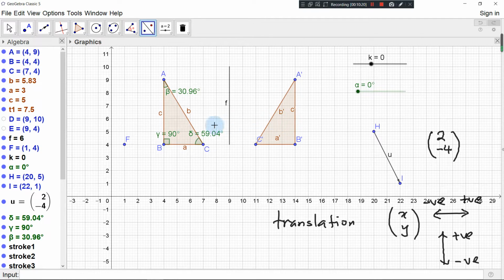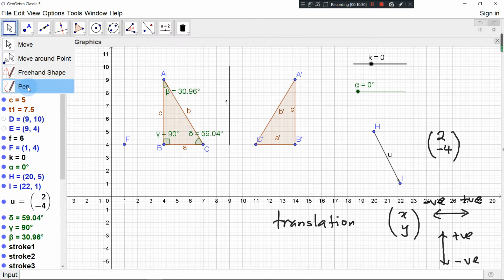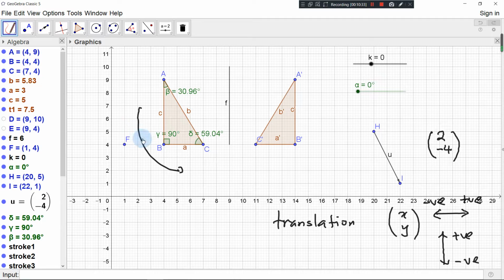You will notice that they are still congruent, but the orientation will change. This is A, B, C, which is counterclockwise, and this becomes A prime, B prime, C prime. It becomes clockwise. So this is one of the characteristics of reflections. They will still be exactly the same shape, same size, but the orientation will change. Okay, so this is reflection.